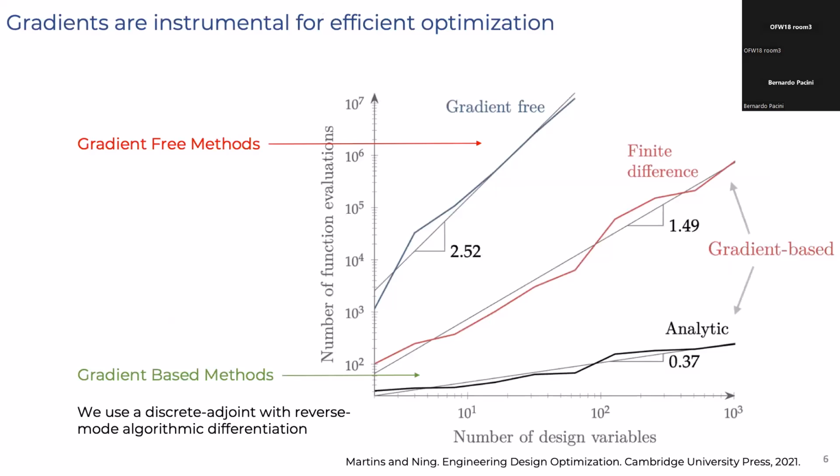To do this, we need gradients. Gradients are very important for efficient optimization, and that's because of this figure here on the right of the slide. Gradient-free methods scale terribly with the number of design variables, and when we're doing this sort of multidisciplinary design optimization, we may have hundreds, if not thousands, of design variables, which would be simply prohibitive with gradient-free methods. Gradient-based analytic methods help us out here, and we've implemented a discrete adjoint with all of our codes using reverse mode differentiation.